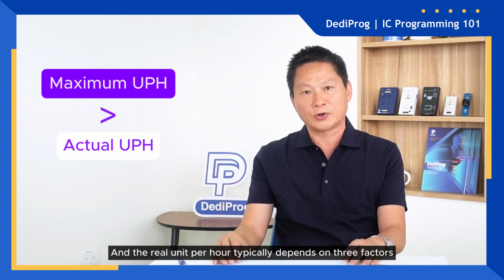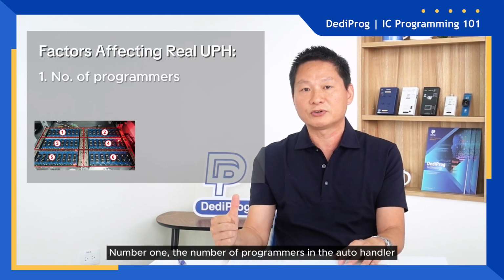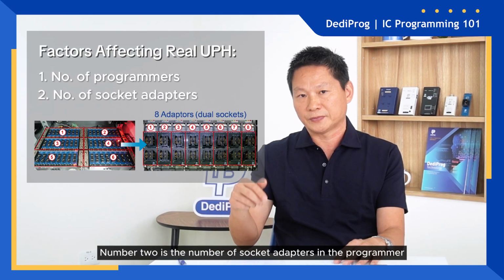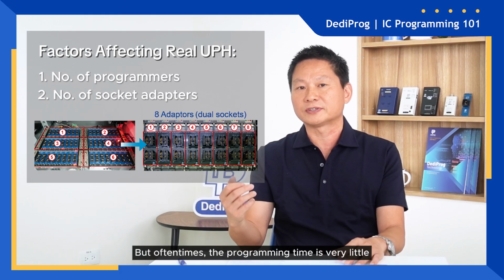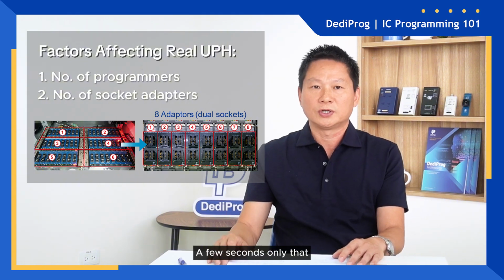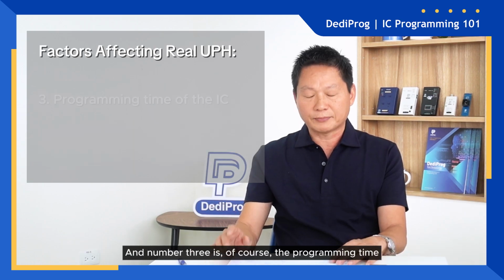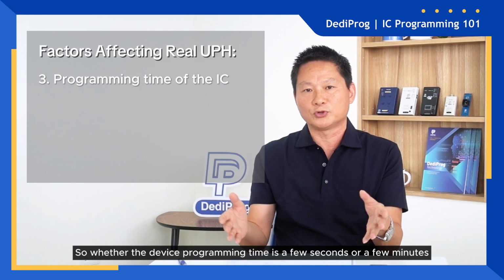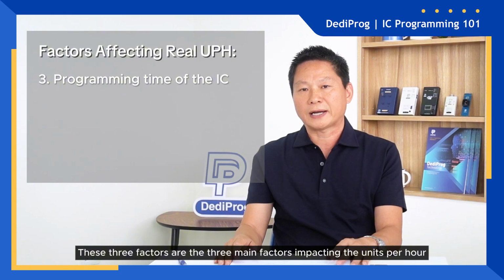The real unit per hour typically depends on three factors. Number one, the number of programmers in the auto handler. Number two is the number of socket adapters in the programmer. Sometimes the programmer can accommodate 8 sockets, but oftentimes, if the programming time is very short, only a few seconds, the customer does not need to put all sockets onto the programmer. And number three is, of course, the programming time, whether the device programming time is a few seconds or a few minutes. These are the three main factors impacting the unit per hour.